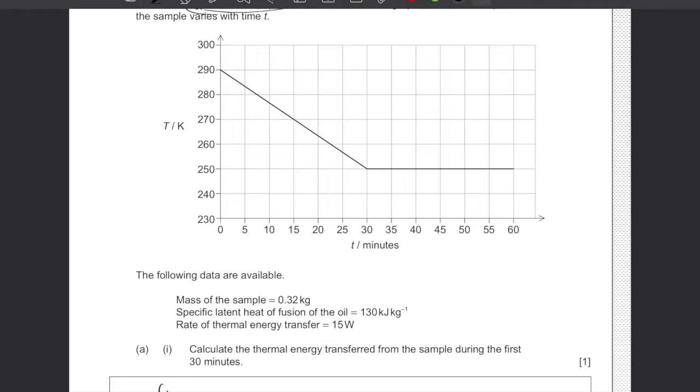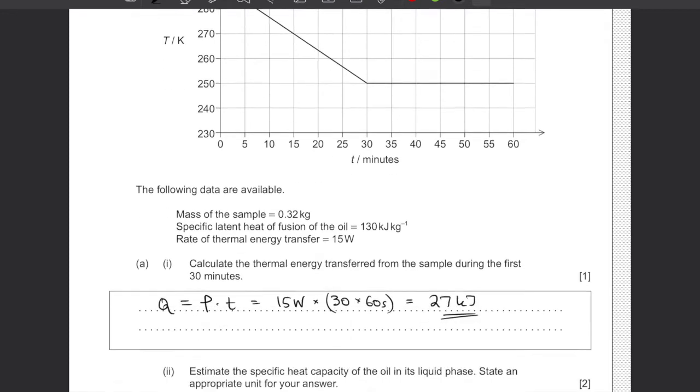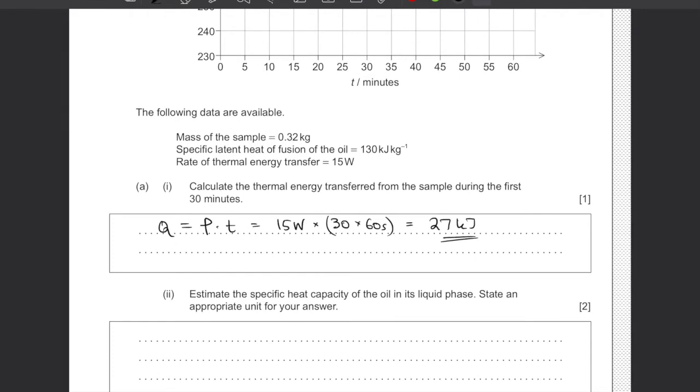So yeah, first question is to calculate the thermal energy transferred from the sample during the first 30 minutes. Pretty straightforward. We know that the power rating is 15 watts. That's the rate at which energy is being removed. So we just need to multiply by 30 minutes, which is 30 times 60 seconds, and we get 27,000 joules.